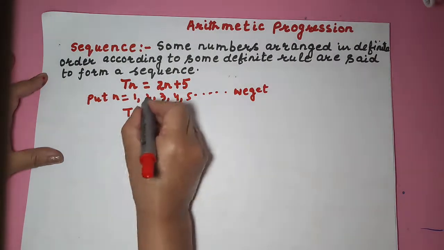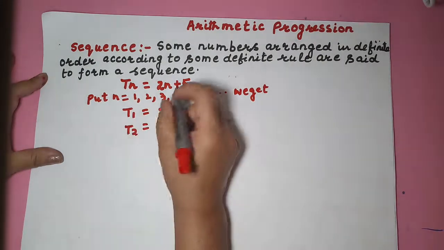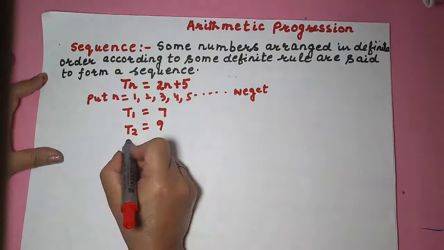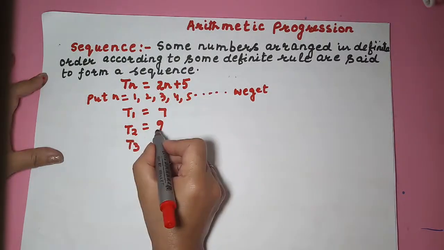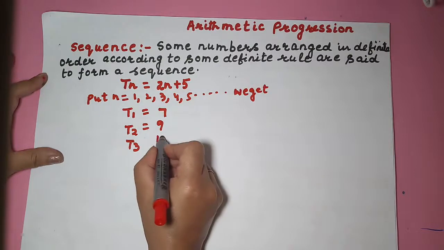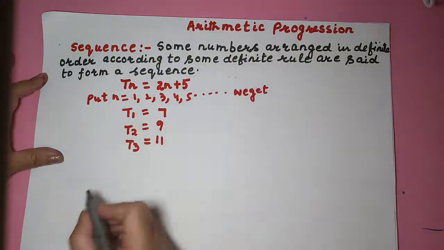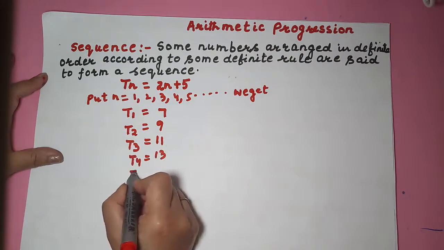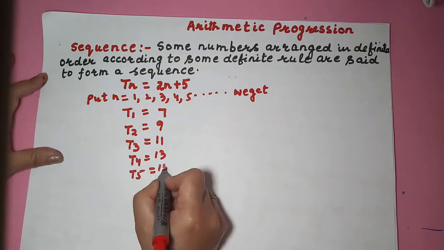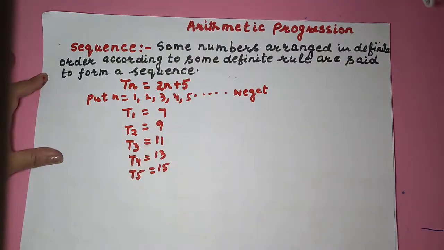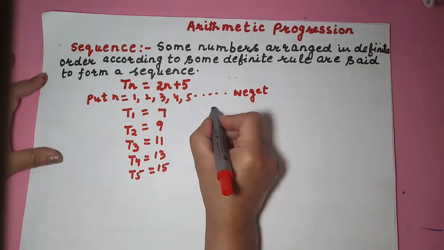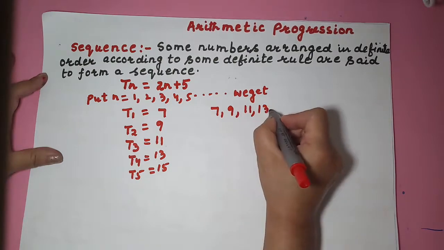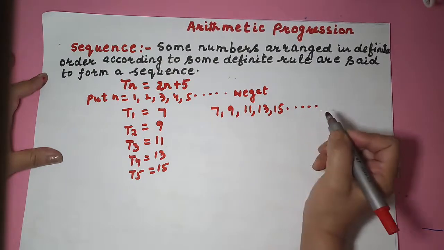If I put n as 2, what do I get? 2 2s are 4 plus 5 is 9. If I put n as 3, what do I get? 3 2s are 6, 6 and 5 is 11, right? So similarly, if I keep on putting, I will get T4 as 13, T5 as 15, 5 2s are 10 plus 5, 15, right? So now you have a series like this, 7, 9, 11, 13, 15 and so on, right?